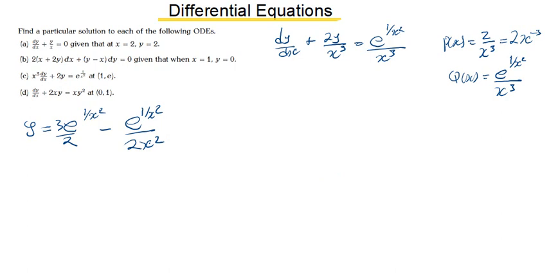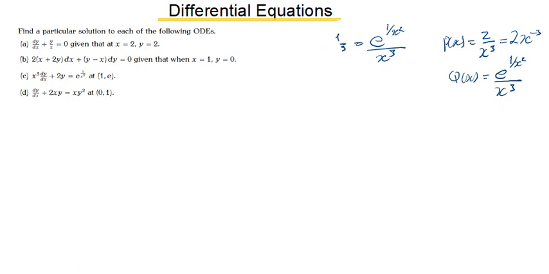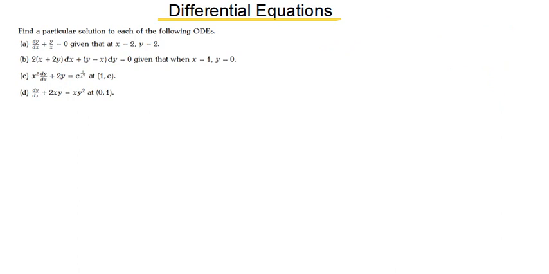For the third question. Then for D, going to D, we have dy dx plus 2xy is equal to xy squared at 0 comma 1. So how do we come up with the particular solution for that one?